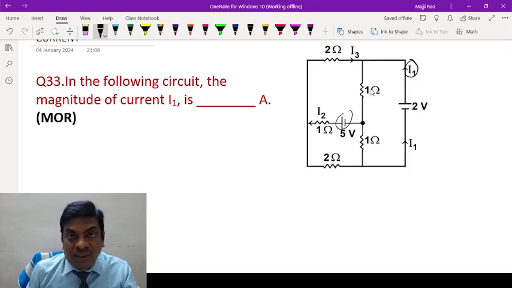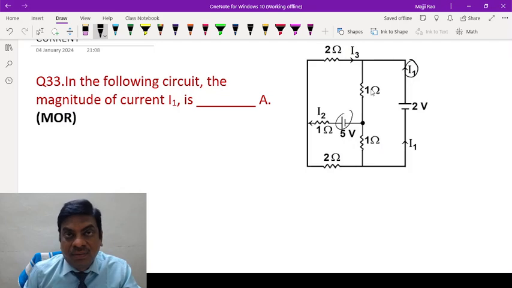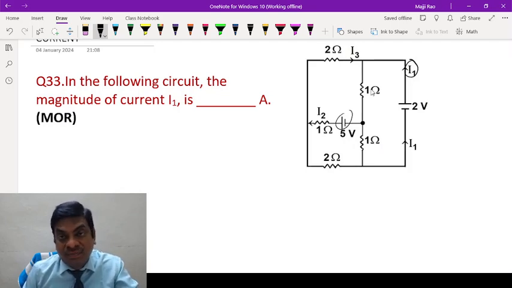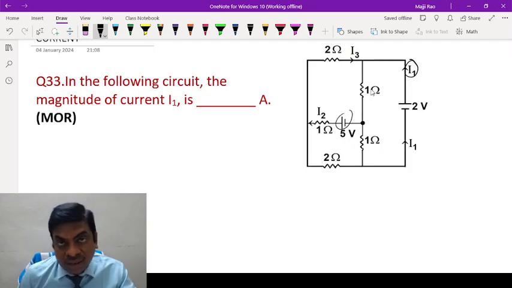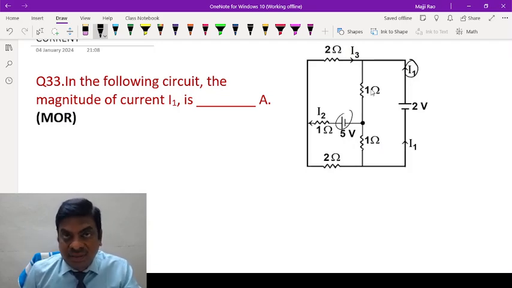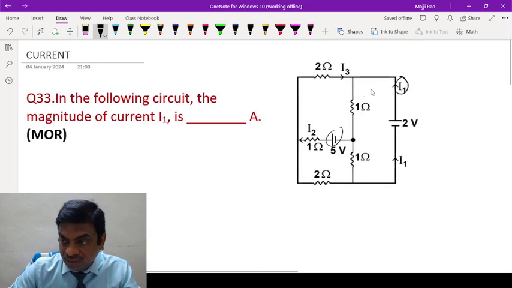And then this way you get the currents. Once you get the currents, you can superimpose them, that is, you can add them algebraically. If the currents are in the same direction, you simply add them. If they are in opposite directions, you have to get the difference, you have to subtract. Okay. So let us solve this question.